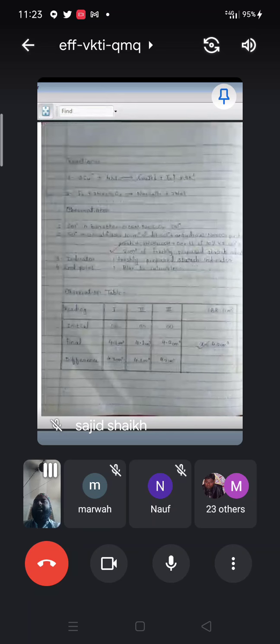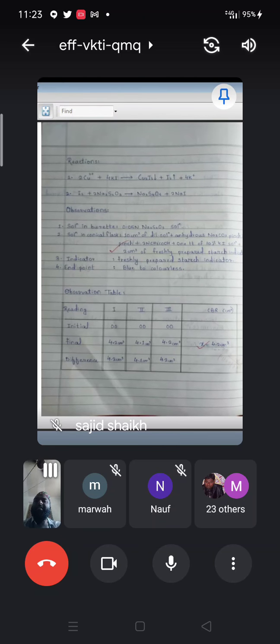The reaction you have to write: 2 Cu2+ plus 4 KI will give you Cu2I2. That is the precipitate. Iodine will be liberated. Then I2 plus sodium thiosulfate will give you Na2S4O6 plus 2 NaI.